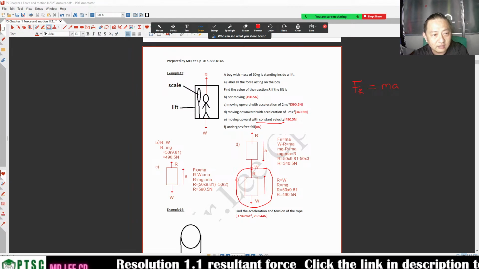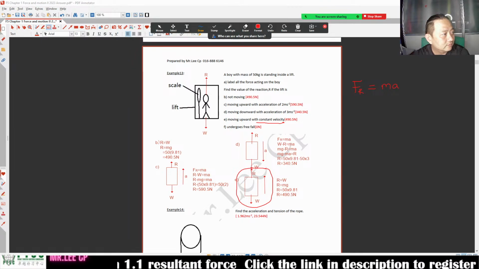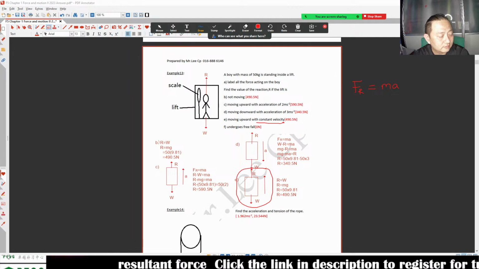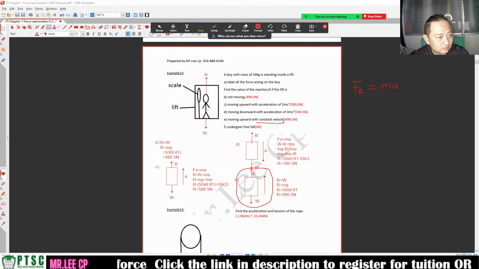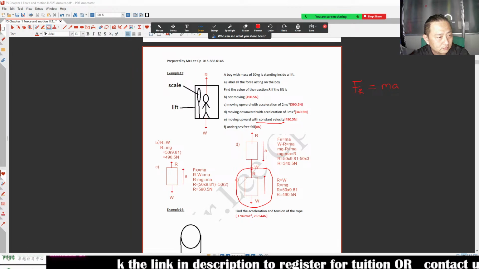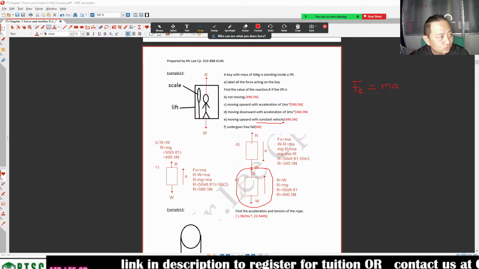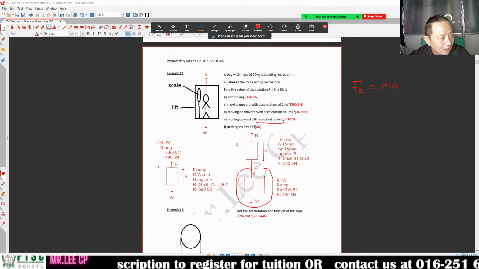Is W bigger or R bigger in this case? Just two choices. W bigger or R bigger?